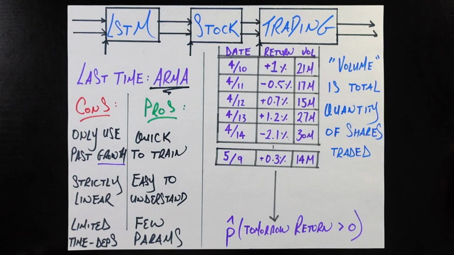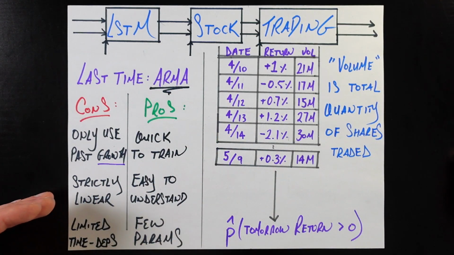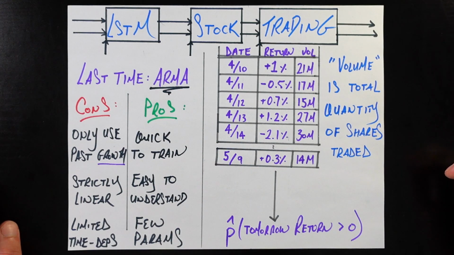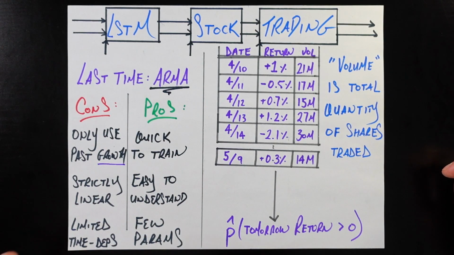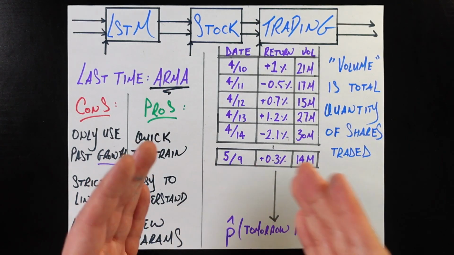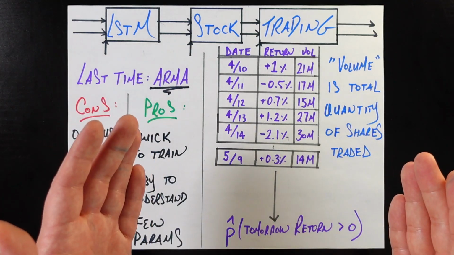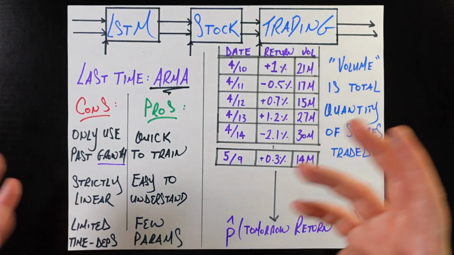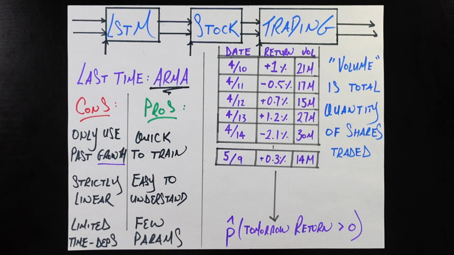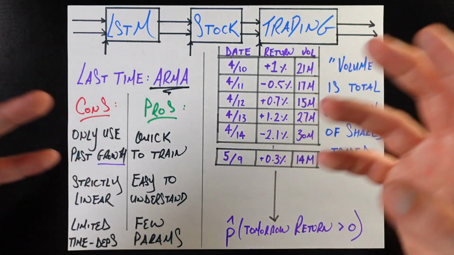Now, the next and probably bigger con is that the ARMA models we looked at were strictly linear. And this is one of the appeals of them that makes them so easy to understand, which we see in the pros column here. But we see that if you're predicting the stock return on any given day, the ARMA model says, you know what, that's just a linear combination of the stock returns from, let's say, 5 days in the past and also the errors from 5 days in the past. Not too much going on there. It's all linear, pretty easy to understand.